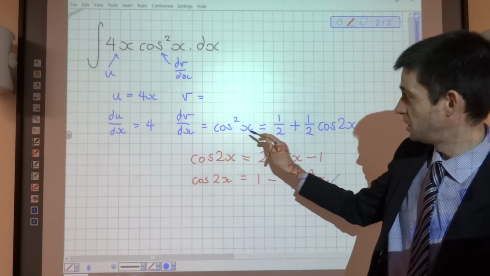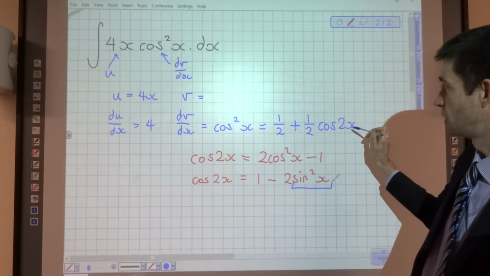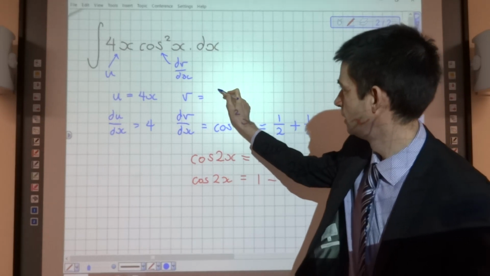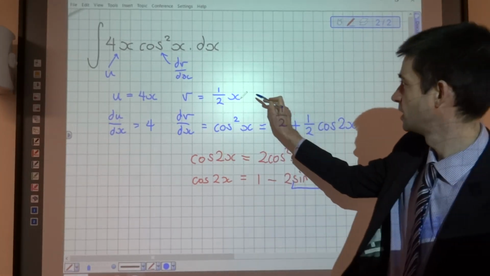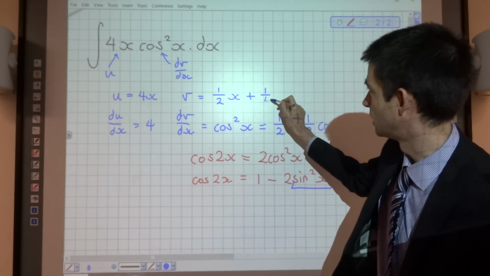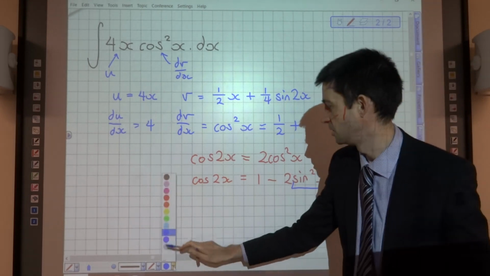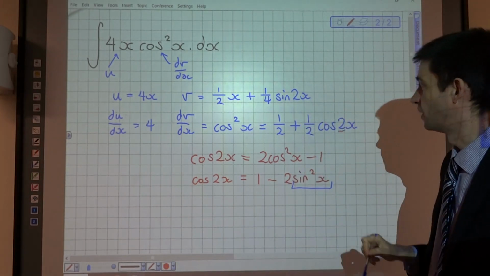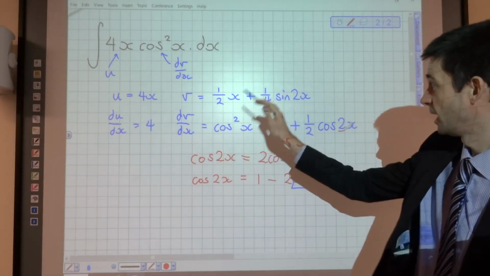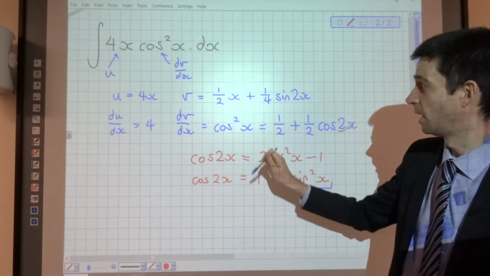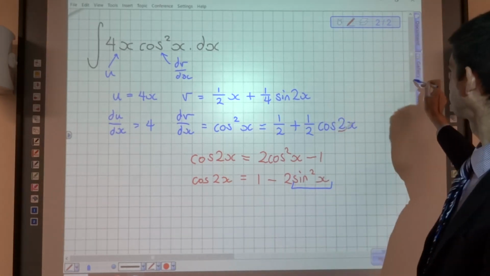So rather than integrating cos squared x in this form, I'm going to integrate a half plus a half cos 2x. A half integrates to a half x, and a half cos 2x integrates to 1/4 sine 2x, because cos integrates to sine, and then we're dividing by 2 because of the coefficient of x within cos. So here we then have everything that we're going to need for our integration by parts.